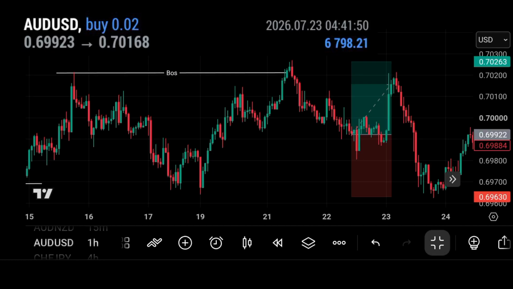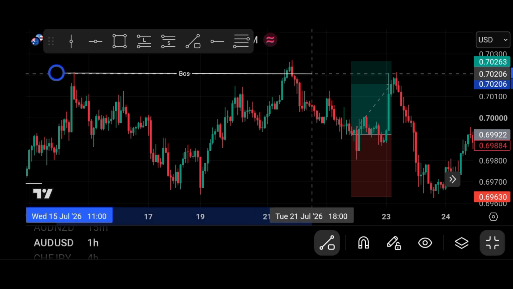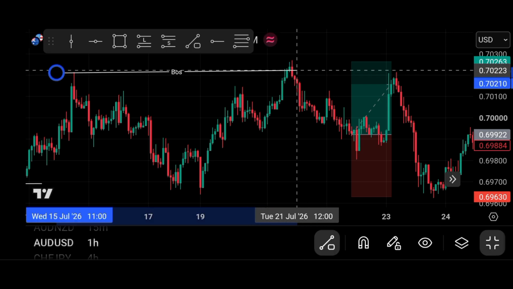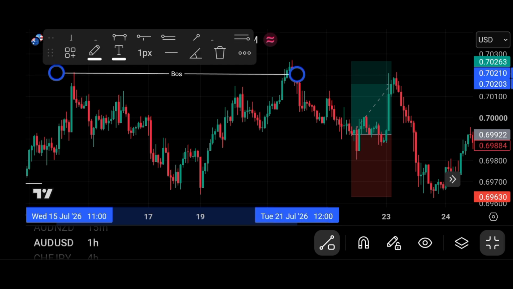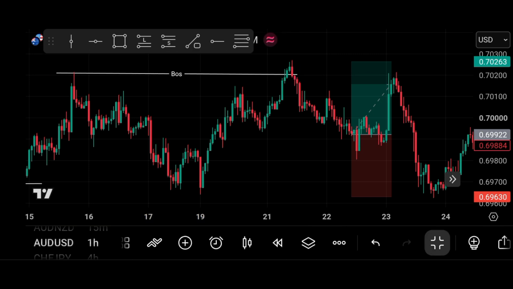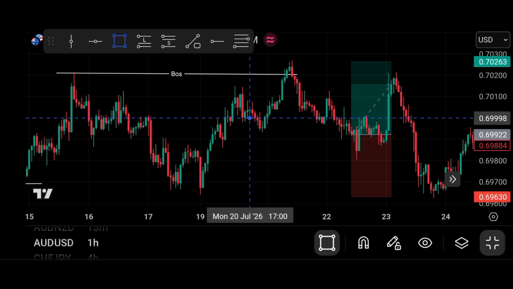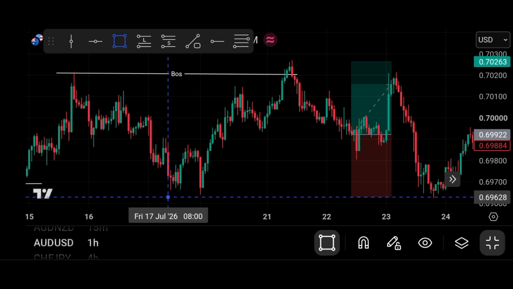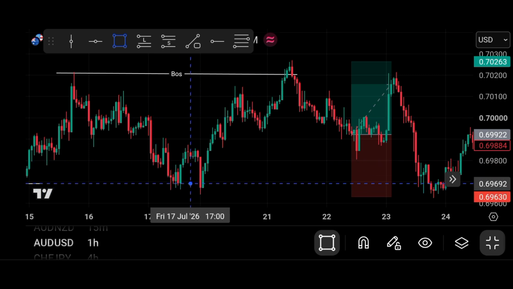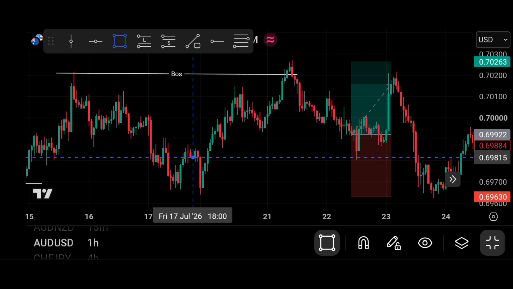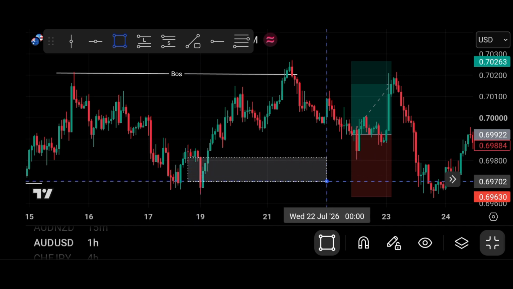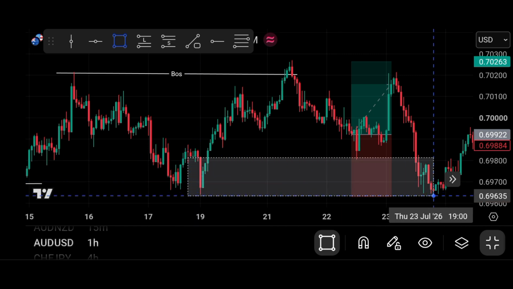This is another entry on AUD USD. I drew my breakout structure area from here. After marking a breakout structure area, what's the next thing? You draw your demand zone. Your demand zone is your last bearish candle before the breakout structure moved to the upside. In this case, you can clearly see that my last bearish candle is this candle. So I'm going to draw my zone from this candle and extend it outwards.